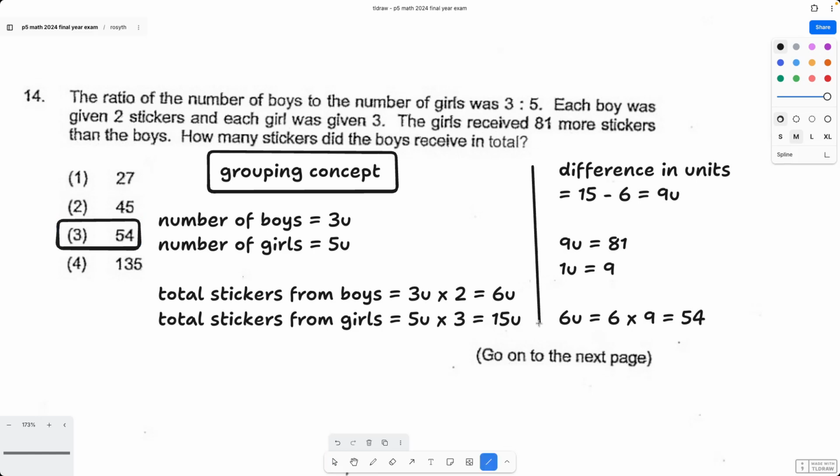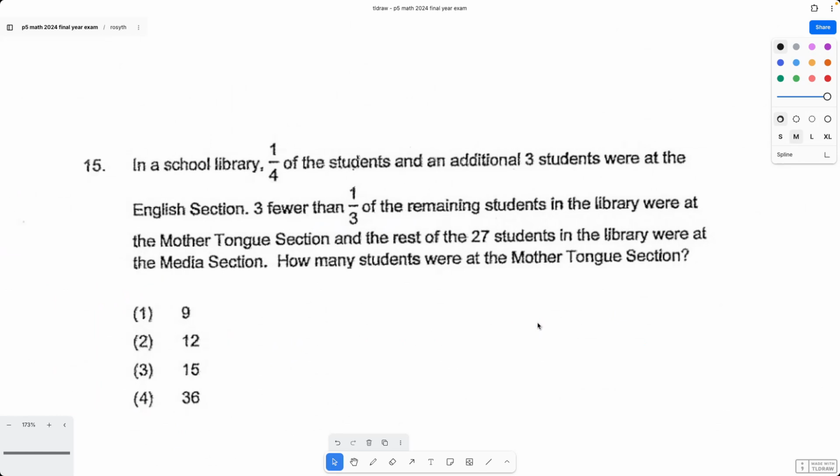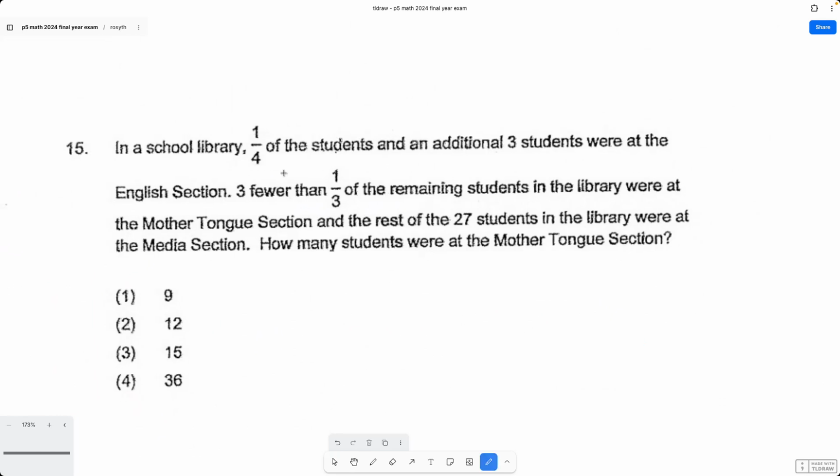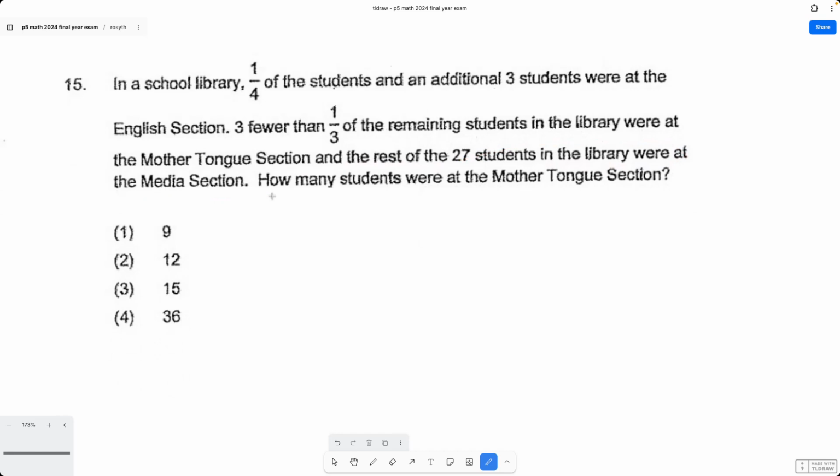Okay, let's move on to the last question, question number 15. In a school, 1/4 of the students, an additional 3 students were at the English section. 3 fewer than 1/3 of the remaining students in the library were at the mother tongue section. The rest of the 27 students in the library were at the media section. How many students were at the mother tongue section?